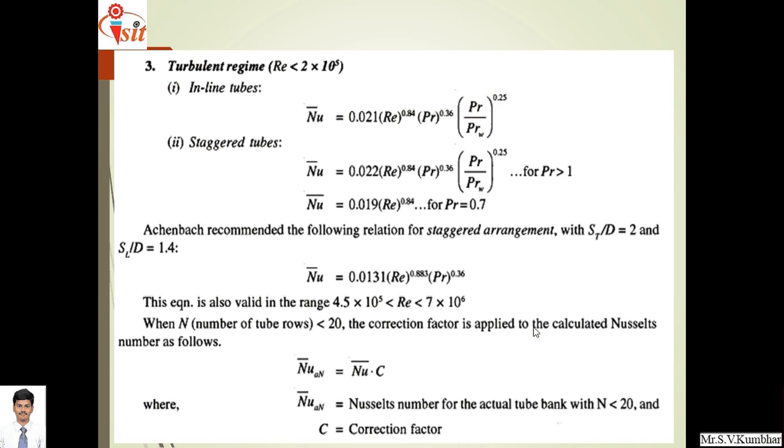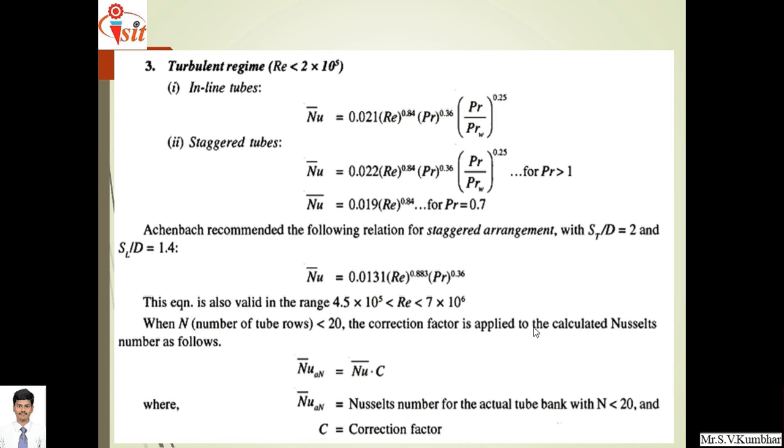If Prandtl number is 0.7, we can use Nusselt number is equal to 0.019, Reynolds number raised to 0.84. We can use one relation for staggered arrangement also: Nusselt number is equal to 0.0131, Reynolds number raised to 0.883, Prandtl number raised to 0.36. And this equation is valid in the range of Reynolds number from 4.5 into 10 raised to 5 to 7 into 10 raised to 6.